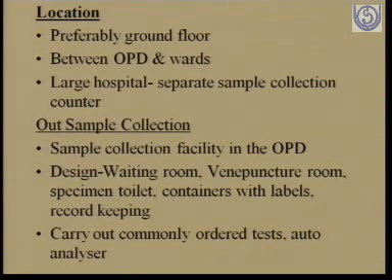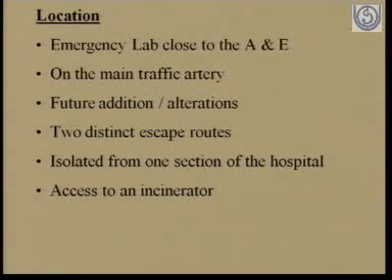In large hospitals, there need to be separate sample collection counters in different areas of the OPD. Sample collection facilities in the OPD: design, waiting room, venipuncture room, specimen toilets have to be there, containers with labels available, record keeping facilities, and carry out commonly ordered tests. Auto-analyzers, if they are available, reduce the load on the main laboratory. As I said earlier also, the emergency lab should be closer to the accident and emergency department, and the ICU lab also should be there as a stat lab.